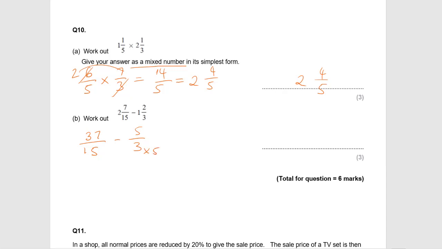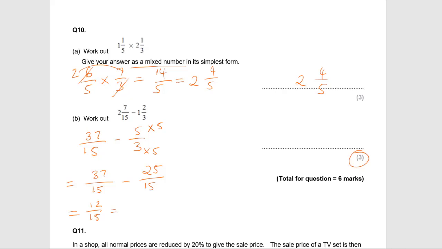Times by 5, times by 5. Equivalent fraction rule, you have to times both numerator and denominator by the same number. So this stays the same, 37 over 15, take away 25 over 15. And if you subtract 25 from 37, that gives us an answer of 12, so it gives us 12 over 15. We need to simplify it.